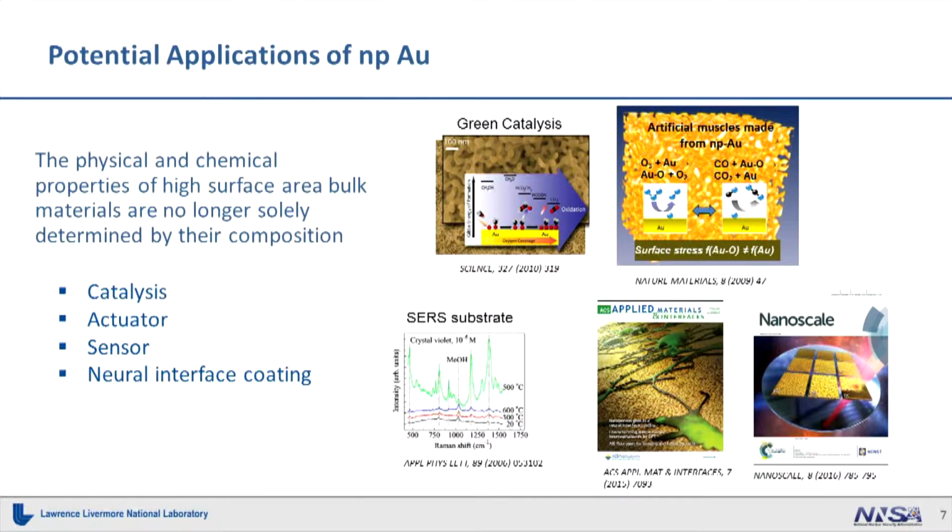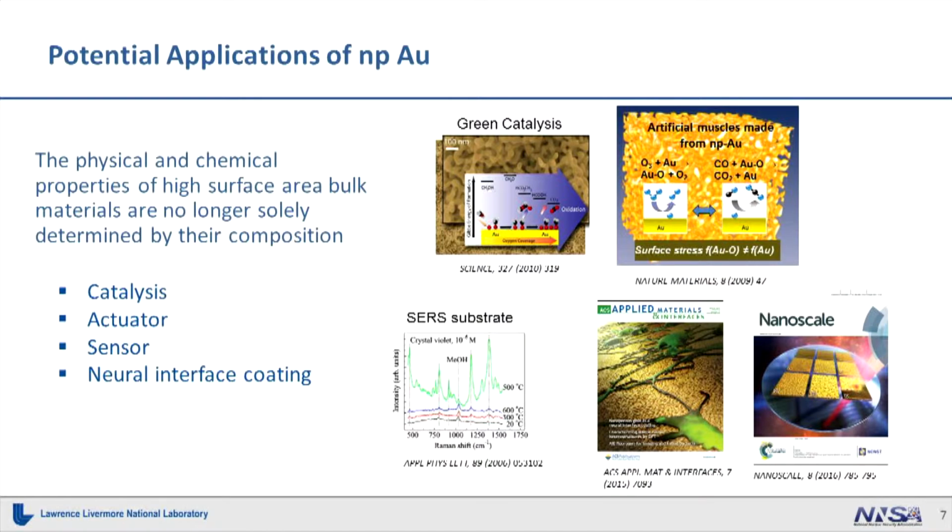Other applications for nanoporous gold are, for example, catalysis. Nanoporous gold is a very efficient catalyst for partial oxidation of methanol to formaldehyde. The selectivity of nanoporous gold as a catalyst is a result of the fact that nanoporous gold is actually a weak catalyst, so it releases the intermediates before completely oxidizing them, so that makes it very special.